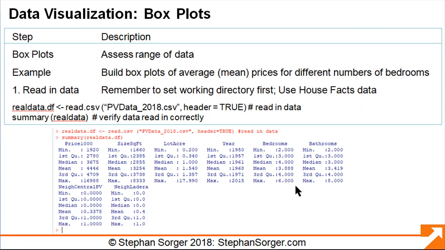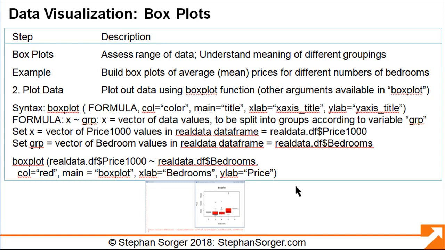Our final data visualization for this video will be box plots. Box plots allow us to understand the range of data associated with different conditions. For example, we'll build box plots of average or mean prices for different numbers of bedrooms. We start by reading in the house facts data and verifying it. We then invoke the boxplot function.